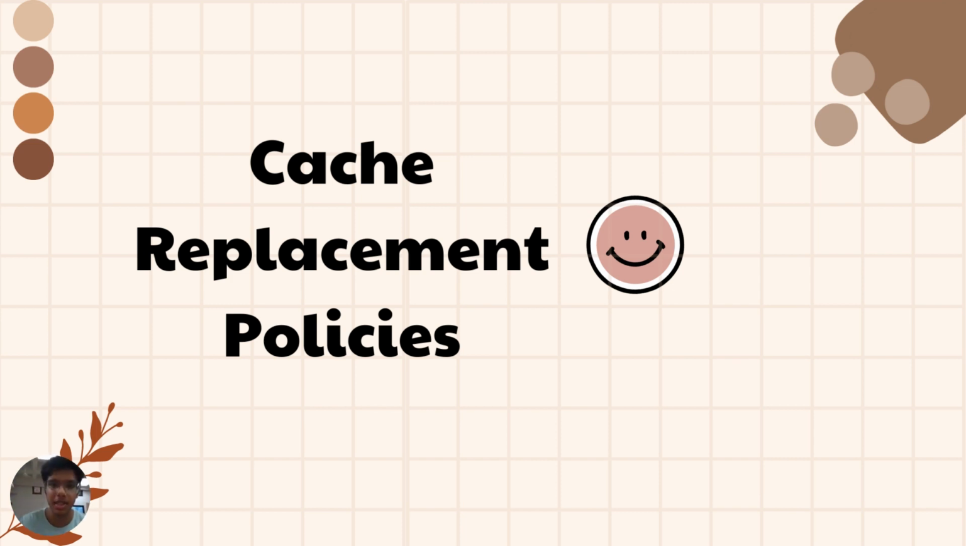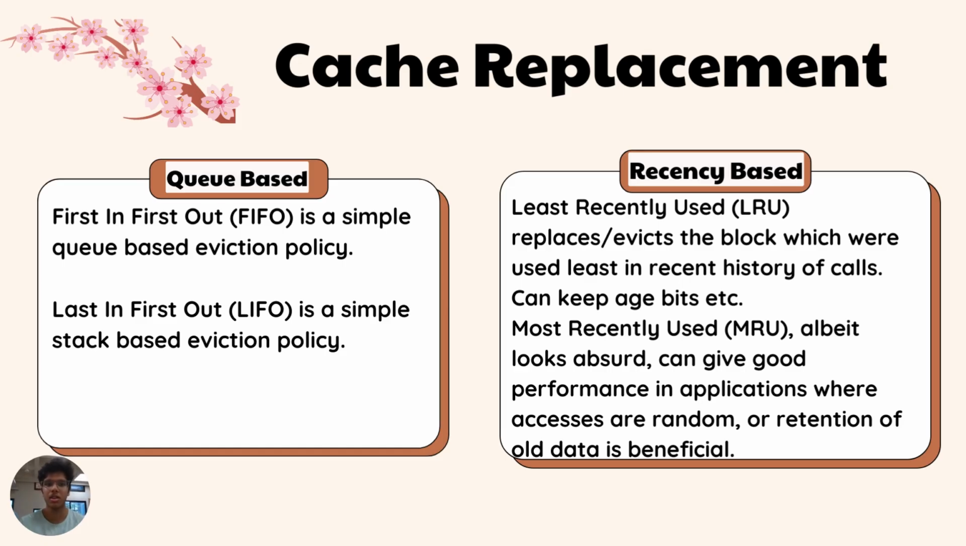Okay, now I'll explain the cache replacement policies. There are many cache replacement policies, but we mainly focused on the ones which we implemented for Lab 5, and we implemented a couple more here. The first are the first in first out and last in first out policies. Both of these are queue based policies. In first in first out, whichever block was first entered in the set is evicted first, and in last in first out, whichever block was last entered in the set will be evicted first.